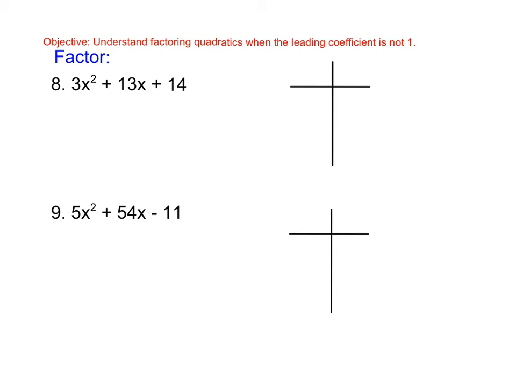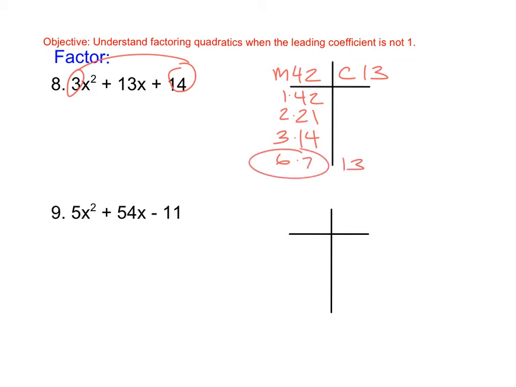All right, so pause the video and try these on your own. All right, so again, we have to multiply the 3 and the 14. So we are multiplying to 42, combining to 13. 1 times 42, 2 times 21, 3 times 14, 4 doesn't work, 5 doesn't work, 6 and 7. So we got 3x, 3x, put it in both spots because we don't know what it goes with. We got the 6 and the 7.